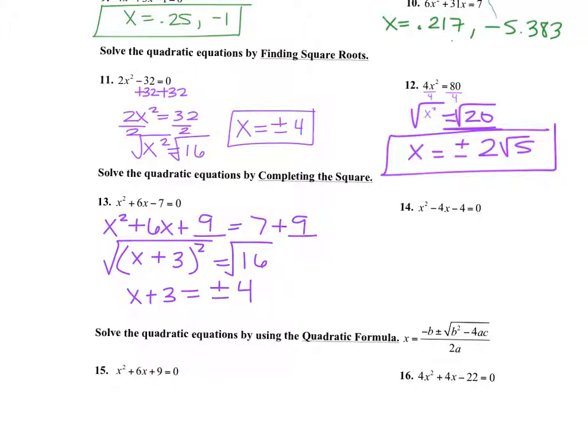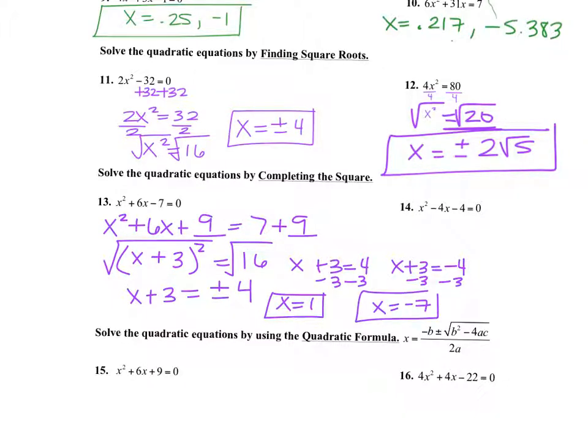So then we would subtract 3. Or you can set it up the other way if you like that better. So x plus 3 equals 4, and x plus 3 equals -4, and you solve both. So take away 3, and you get x equals 1. Take away 3, and you get x equals -7. Okay?